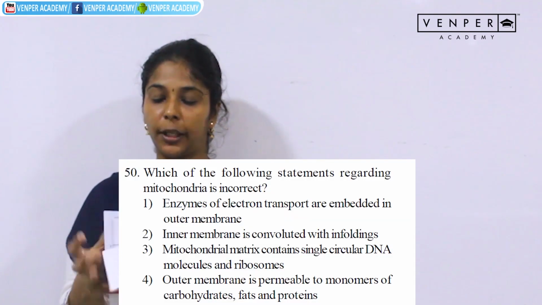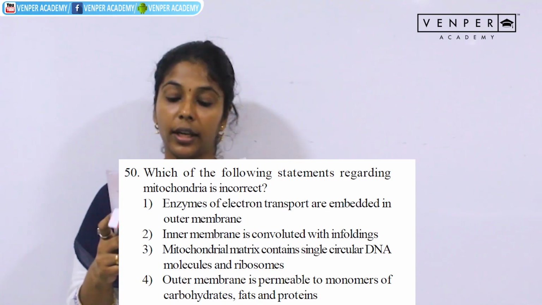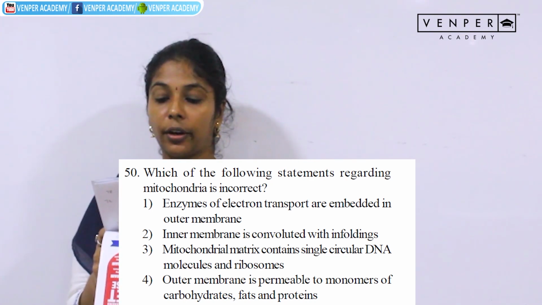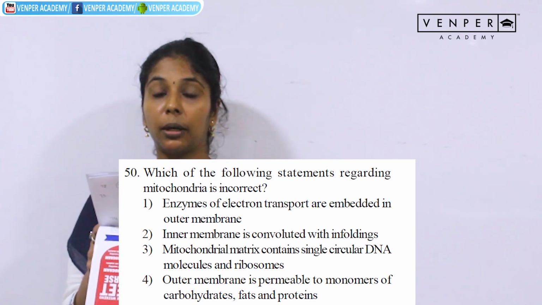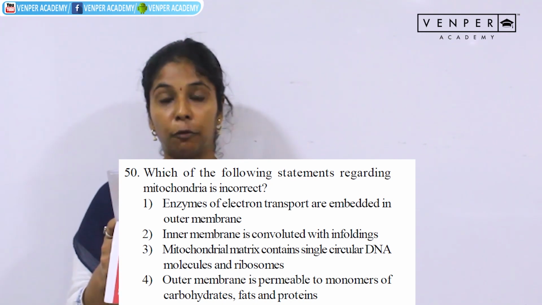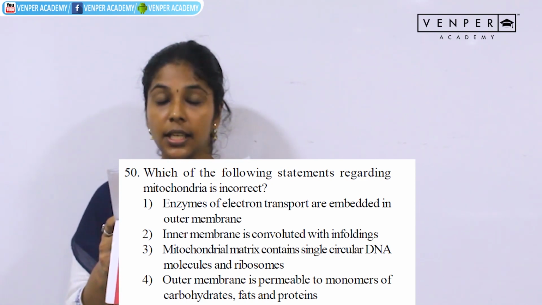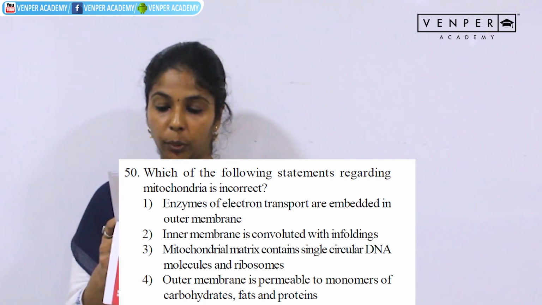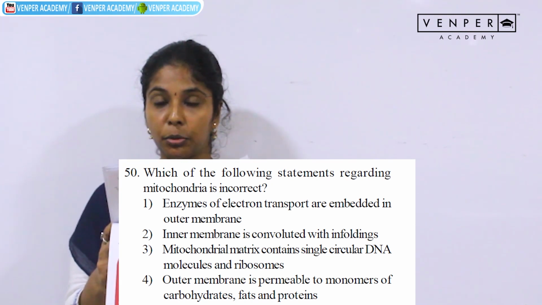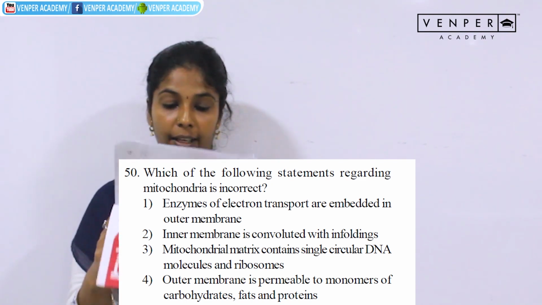Question number 50. Which of the following statements regarding mitochondria is incorrect? Option 1, enzymes of electron transport are embedded in outer membrane. Option 2, inner membrane is convoluted with infoldings. Option 3, mitochondrial matrix contains single circular DNA molecule and ribosomes. Option 4, outer membrane is permeable to monomers of carbohydrate, proteins and fats.